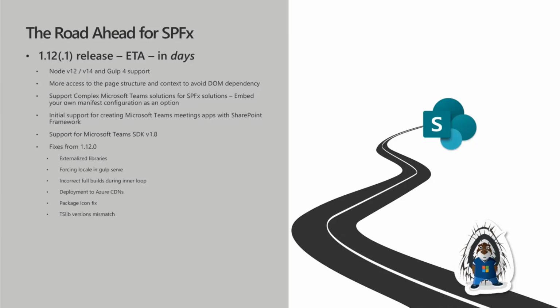And then we are working on fixing some of the bugs and the problems that have been found when 1.12.0 was released, specifically. We are fixing the following things. We are fixing the ability to externalize libraries, just like jQuery. The loading of gulp serve is something that we are fixing as well. Then we will re-add support for Azure CDN.